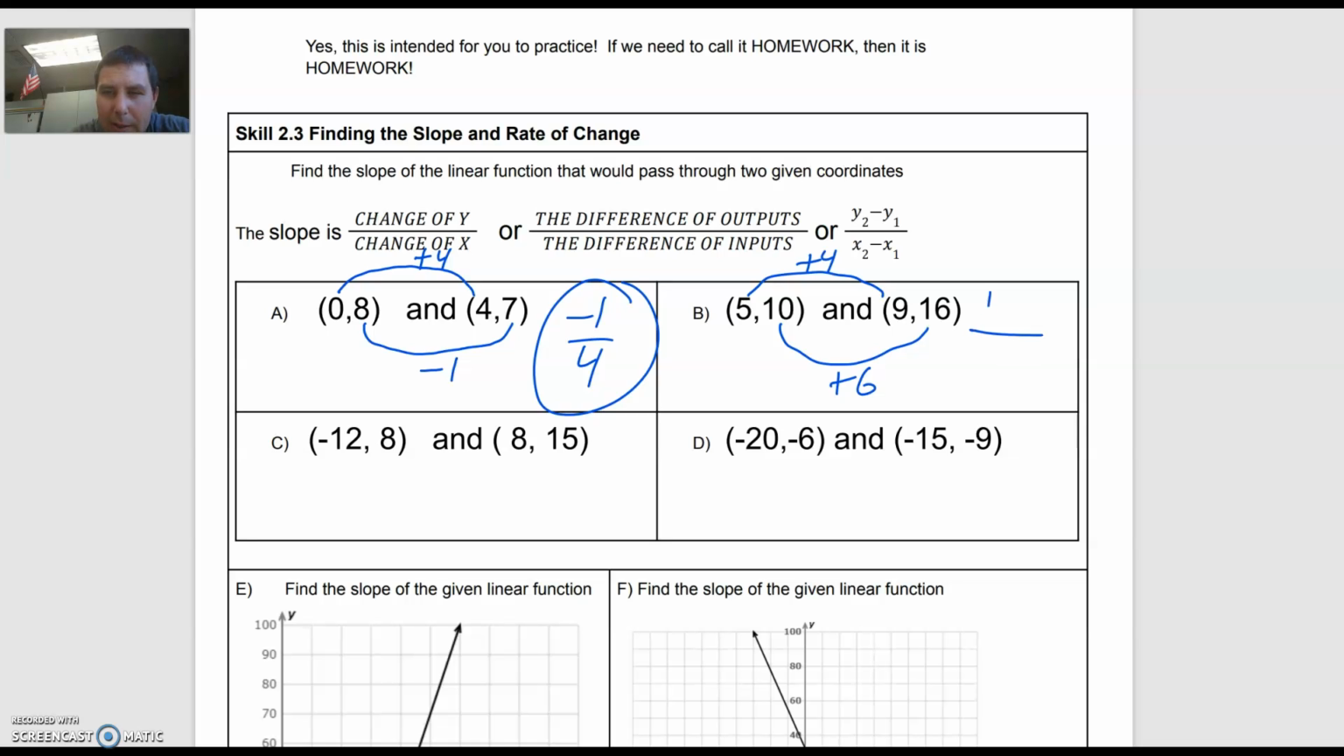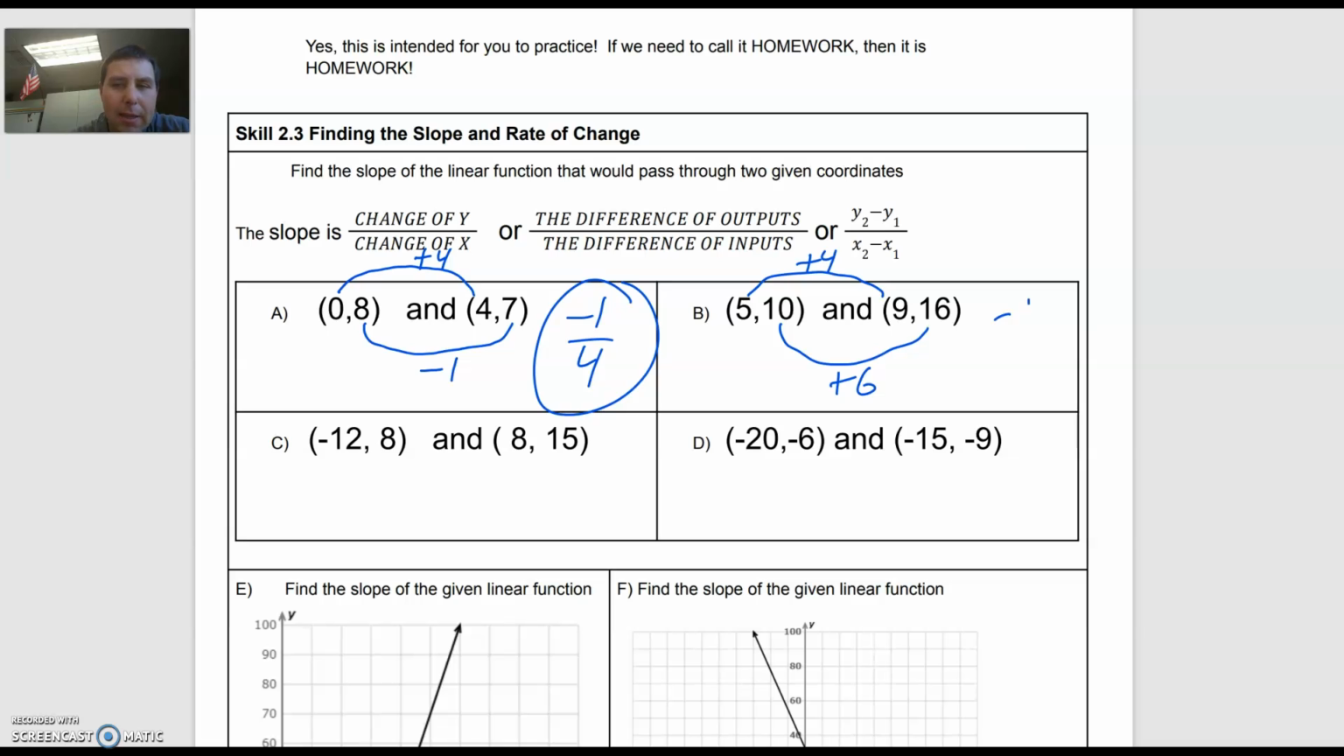So let's write the rise. That's plus 6, or in other words, positive 6, plus 4, or in other words, positive 4. And that right there would be my slope, 6 over 4. Now, I could simplify the slope into the simplest form. I could do that, but for now, that would be an acceptable slope.